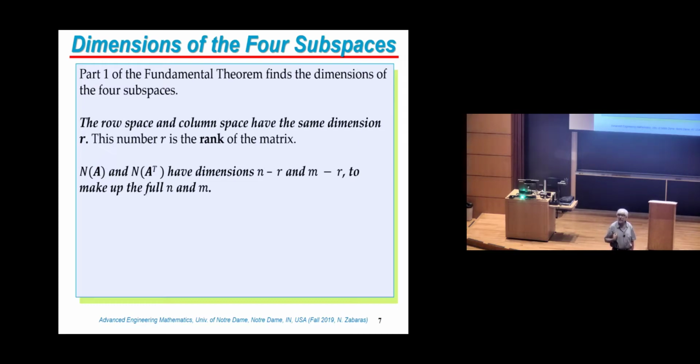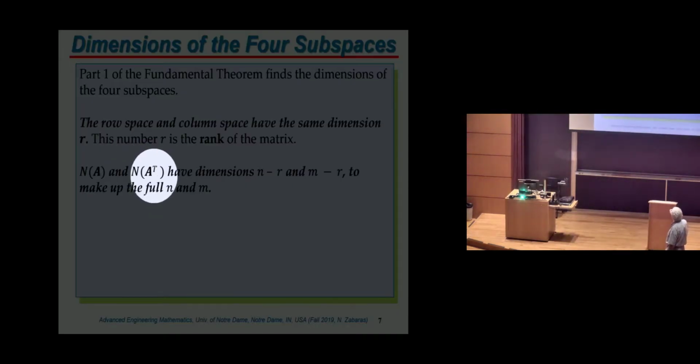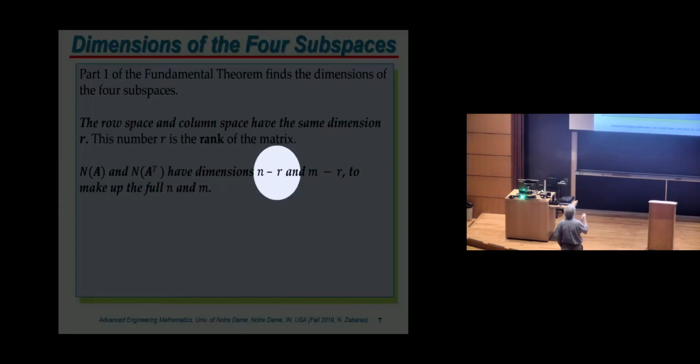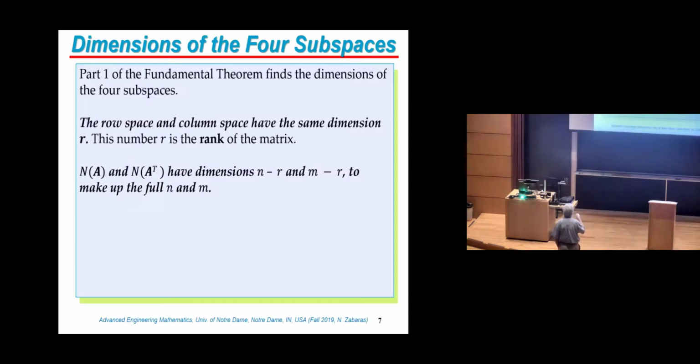If I have a total of m rows, R of them are independent, the rest have to be dependent. So the dimensionality of the left null space is m minus R. You need to know this up and down, left and right, okay? If you have to look, think, read, copy, it's not going to help us. N minus R for the null space, M minus R for the left null space.